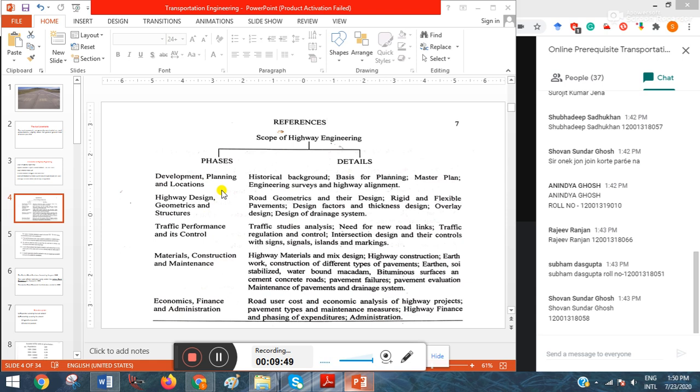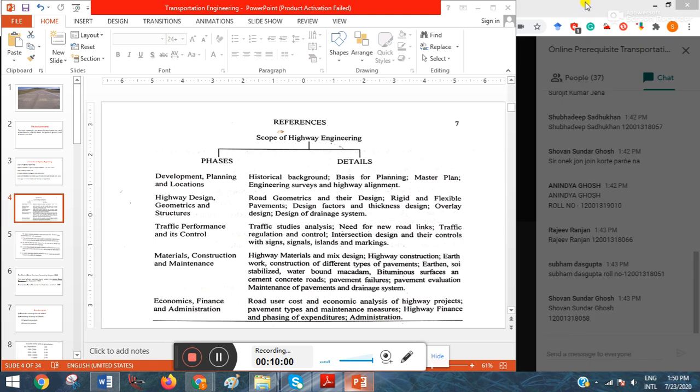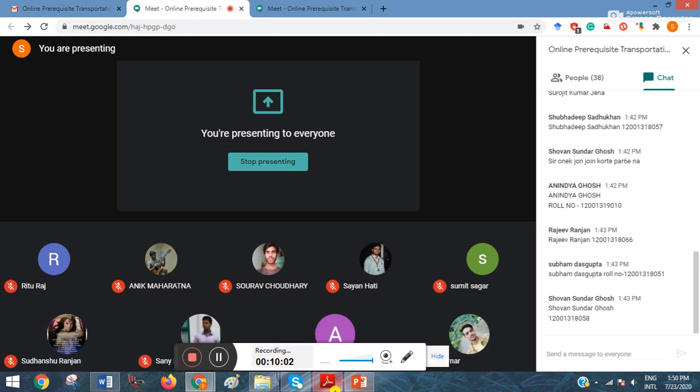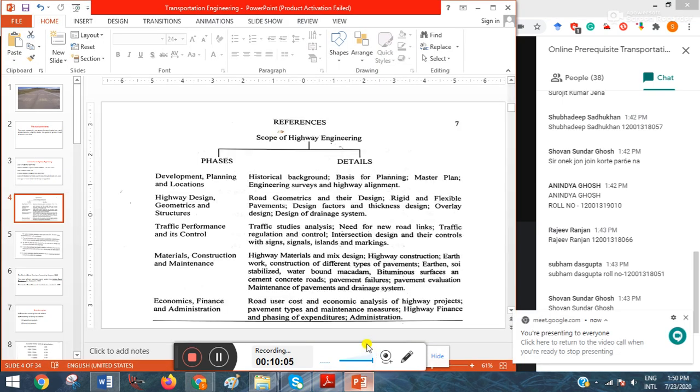As an engineer, suppose you join as an AE in PWD at a road construction site. Then, when a task is given to you to construct any new road, you have to face these aspects: development and planning and locations, highway design, geometrics and structures, traffic performance and control, materials, construction and maintenance, economics, finance and administration. And the details of these phases are like development and planning and locations.